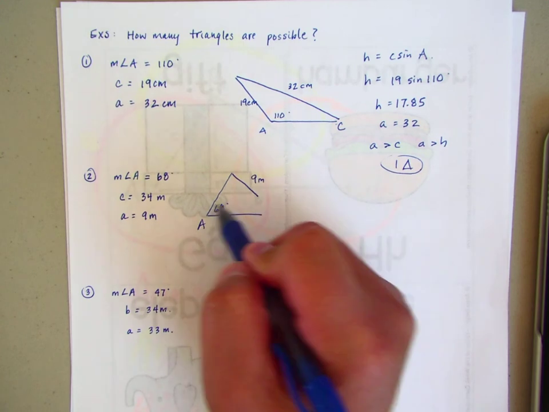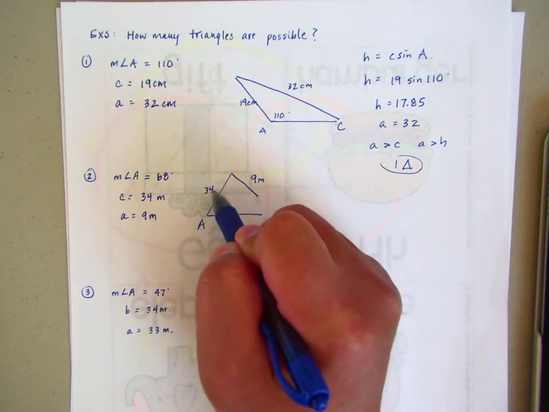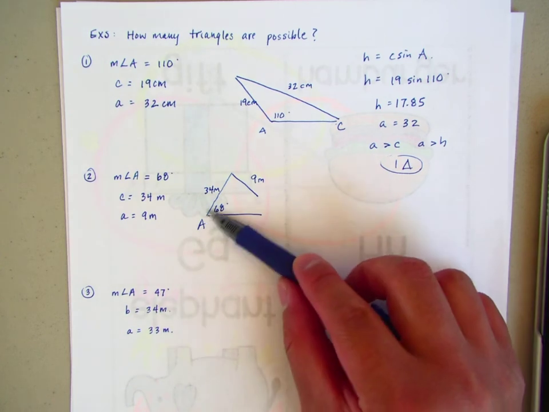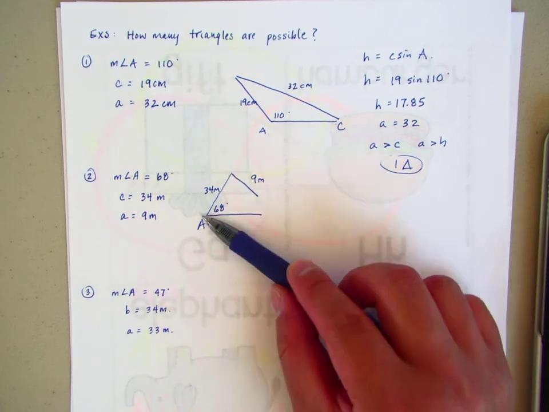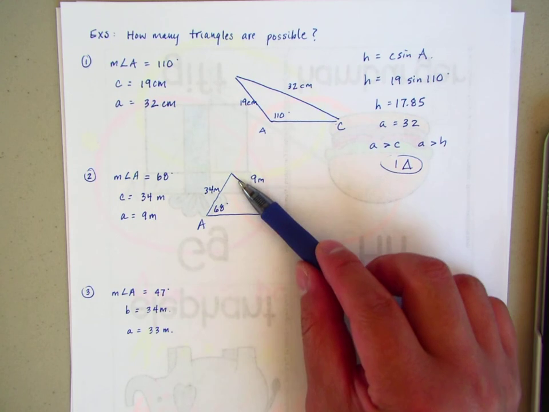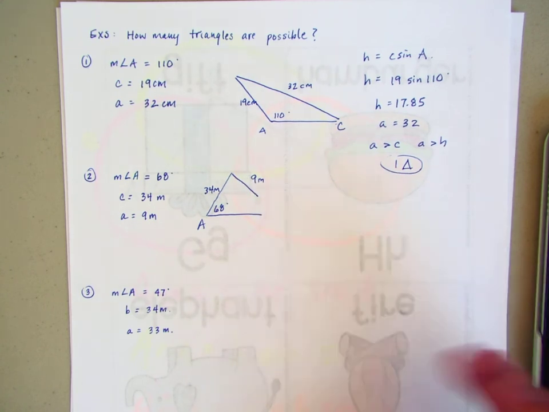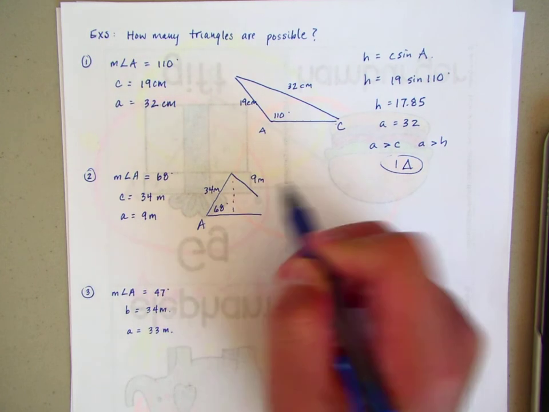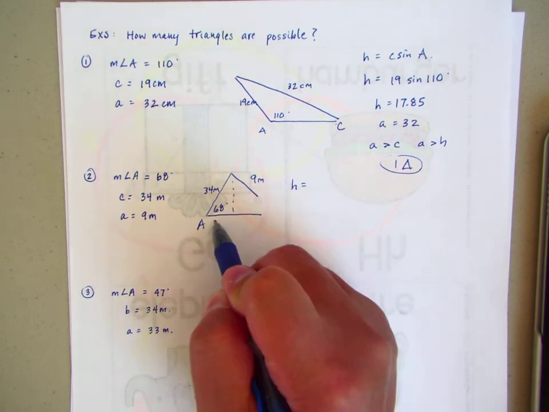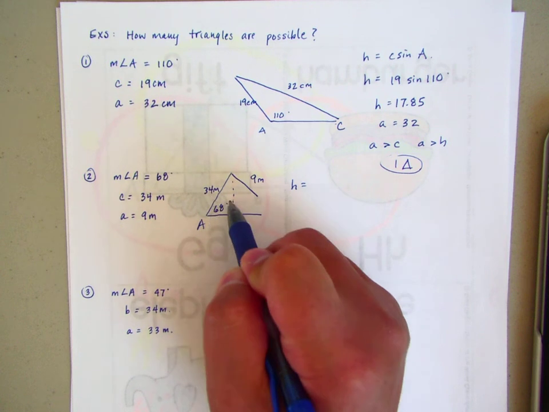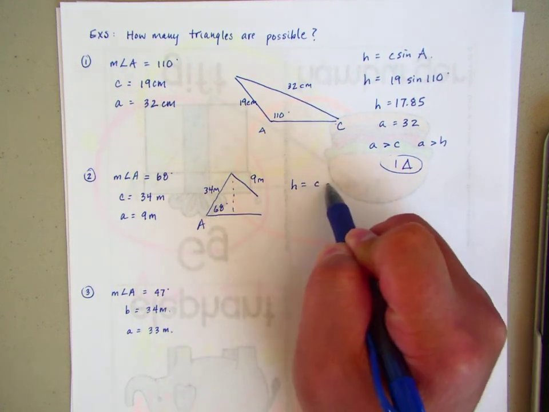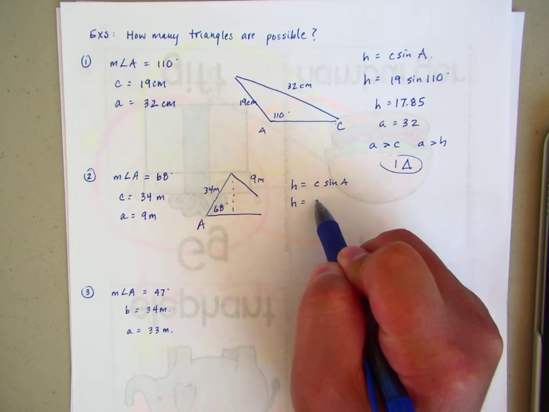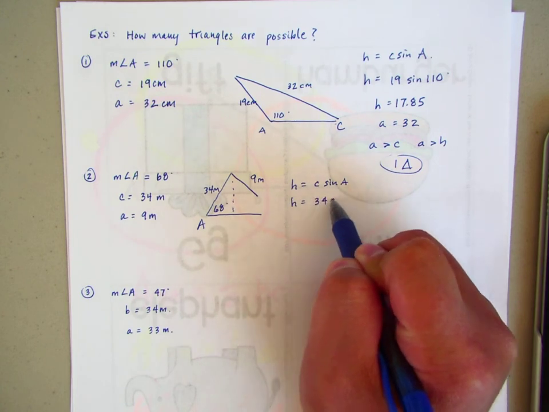Okay, hopefully you can see what's going to happen, right? If you imagine I have a 34-meter line here and only a 9, that doesn't seem like it's going to complete, but let's go ahead and check that just to make sure. So we're going to calculate what this H is. H in this one here is going to be C sine of A in this picture. So H is going to be 34 sine of 68.